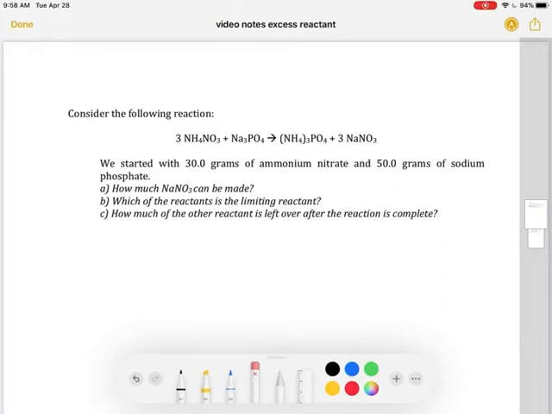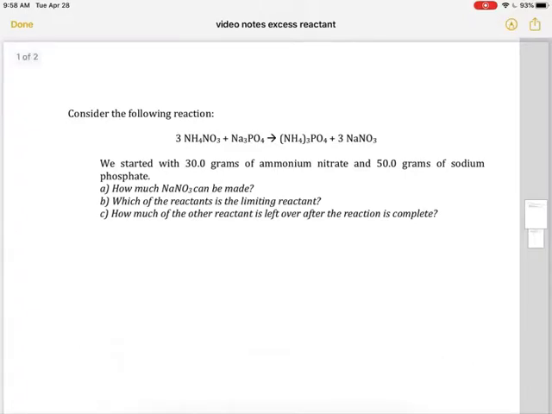So I'm going to show you how to calculate limiting reactant and also excess reactant. We're going to do a couple of practice problems. So let's get started with this first one. We start with 30 grams of ammonium nitrate and 50 grams of sodium phosphate. How much sodium nitrate can be made? How much NaNO3 can be made?